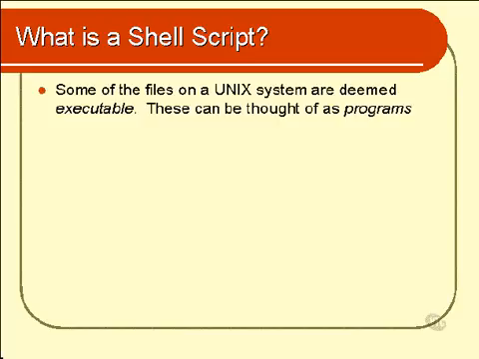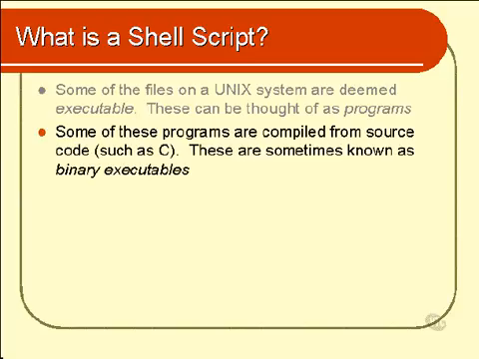All of these files can be thought of as programs. So some of the files on a Unix system are programs. The rest of them, I guess, are data files, files that are used by these programs. Now, of the programs, some of these are compiled from source code, such as C or COBOL or Pascal or something like that.